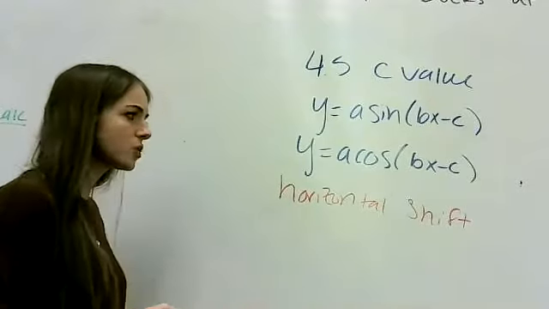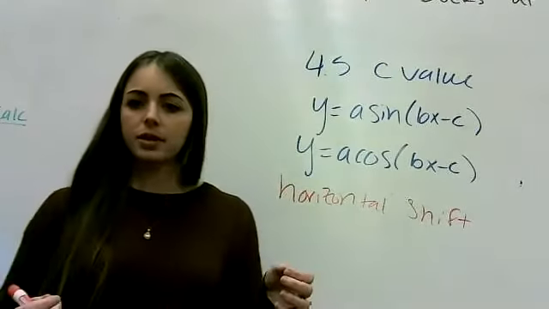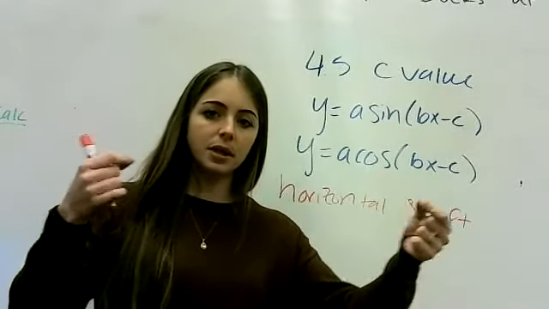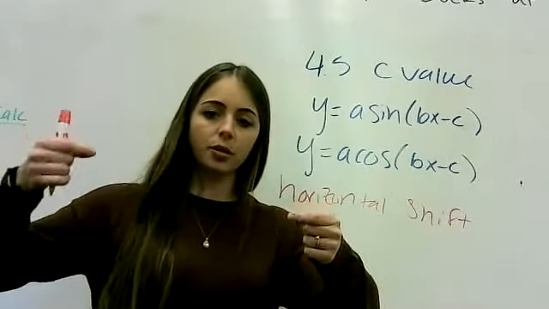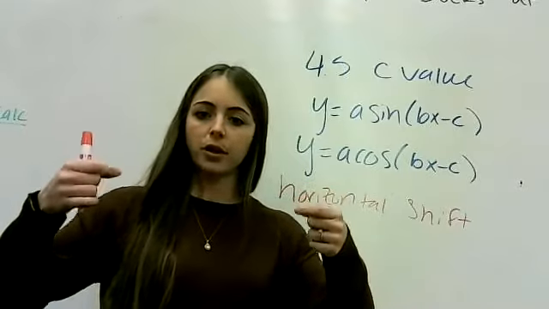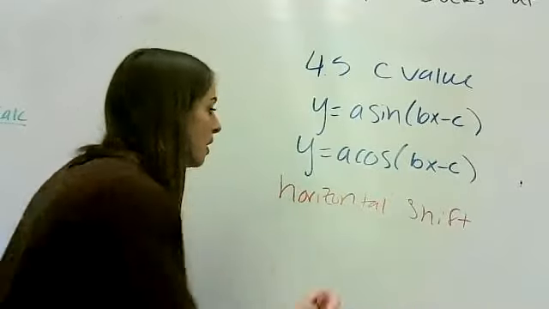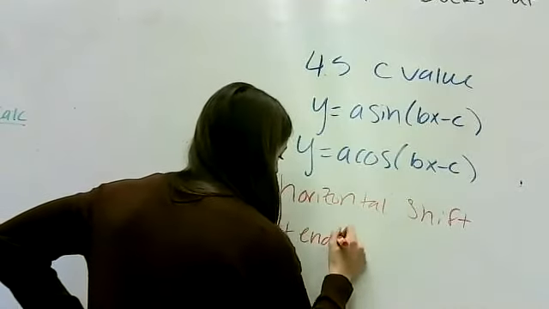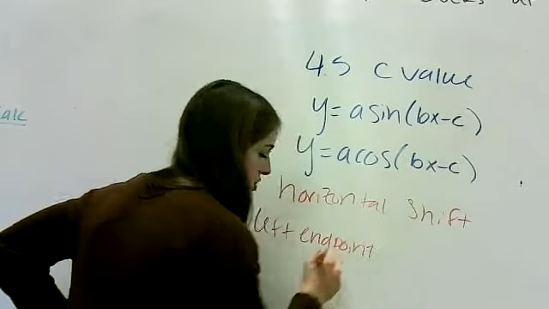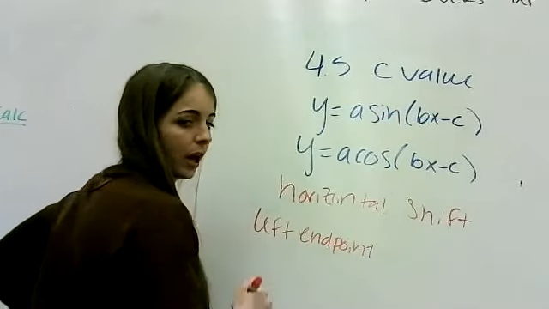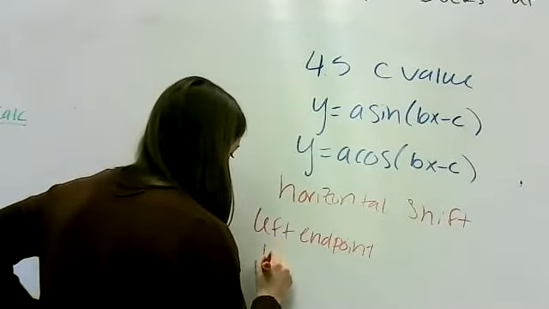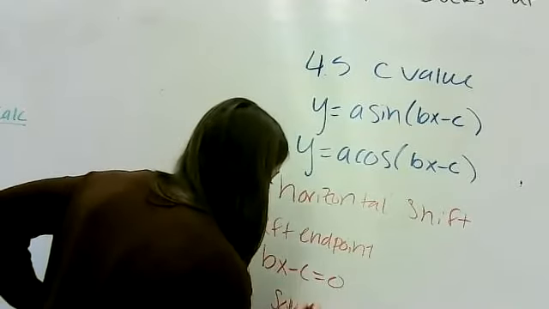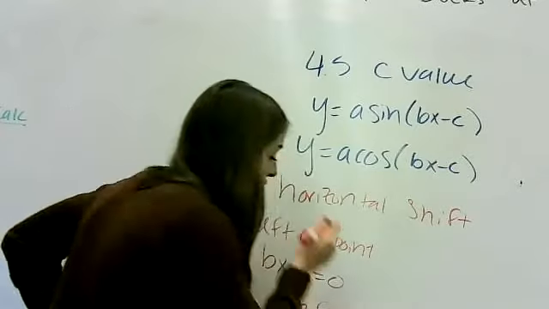Usually for a sine or cosine function, we start at 0 and we go to 2 pi. Now we're going to be going either this way or this way, so the starting point and ending point of our first period are going to be different. In order to find this new left endpoint, or starting point of our first period, we're going to use the formula bx minus c equals 0, and we will solve for x.